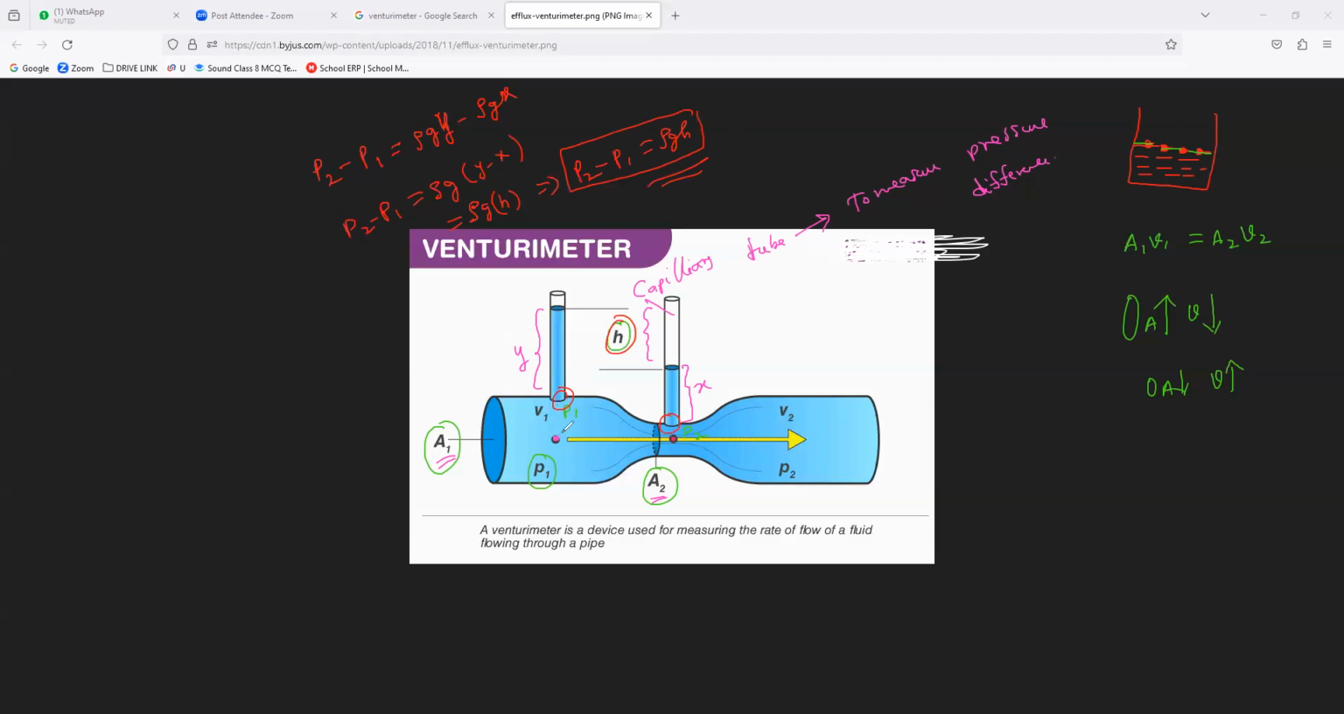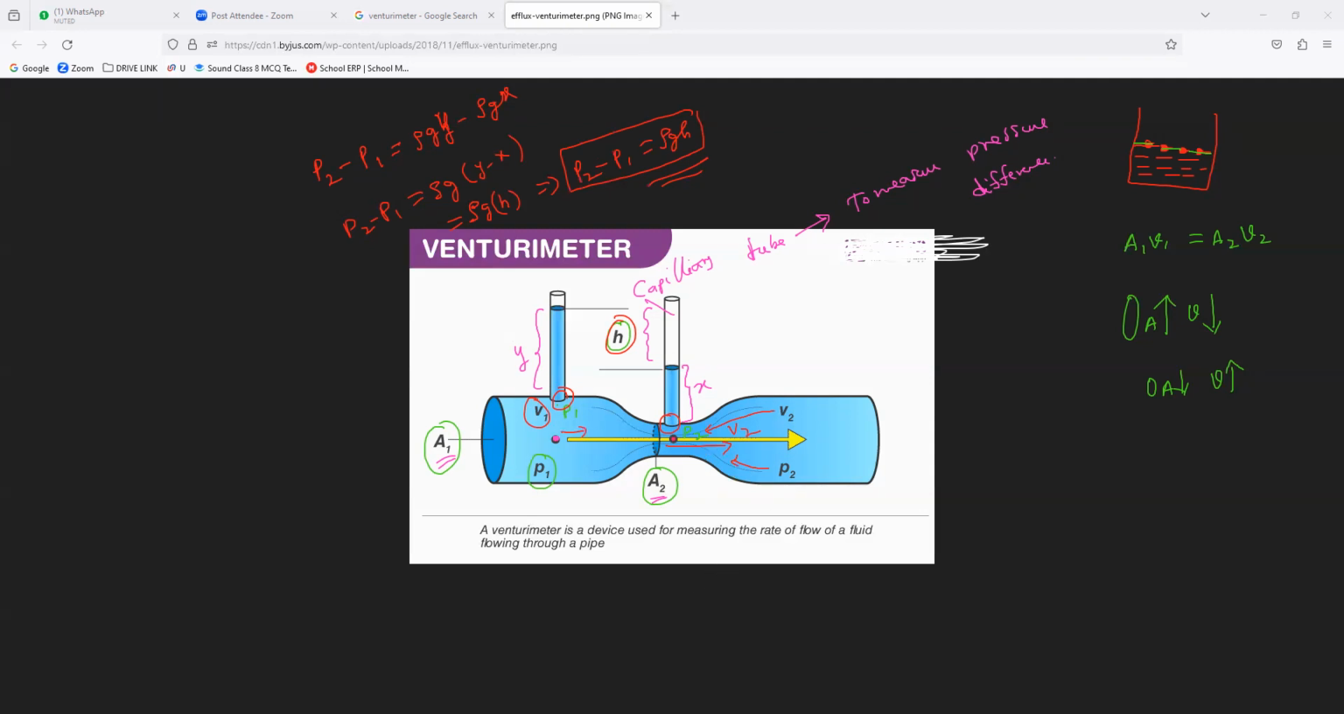Now let me consider here the velocity is V1 and at this point the velocity is V2. Note it, this point belongs to here. Don't think that it belongs to the arrows you see. Now if you observe here, what is Bernoulli's equation?